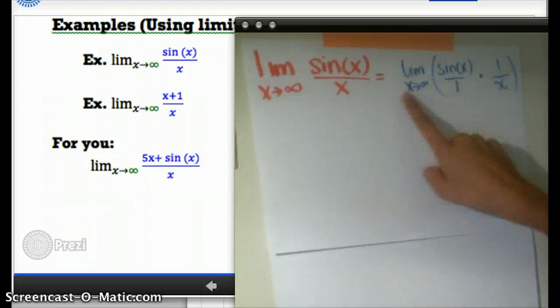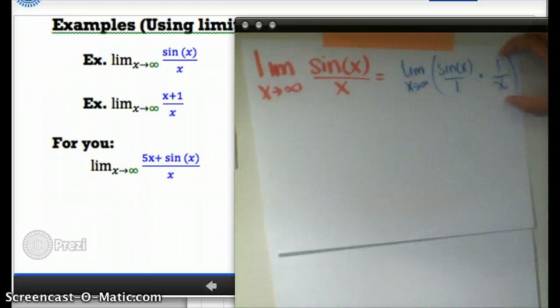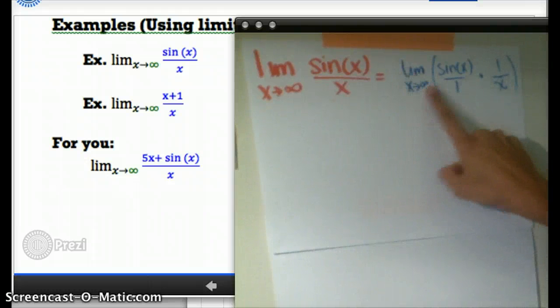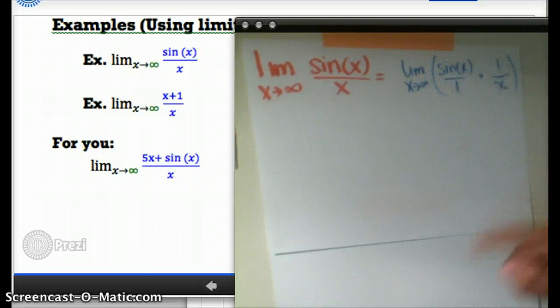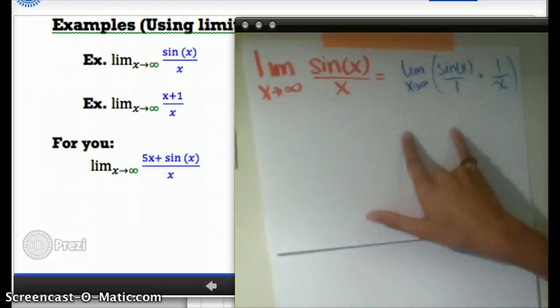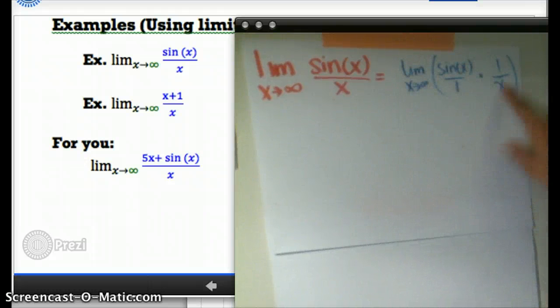We know that the limit as x approaches infinity of 1 over x is 0. That's a known limit. But we also know that the limit as x approaches infinity of sine of x is undefined. That's not a known limit. So actually, you're not allowed to write the limit as x approaches infinity of sine x times the limit as x approaches infinity of 1 over x. This actually isn't going to work.